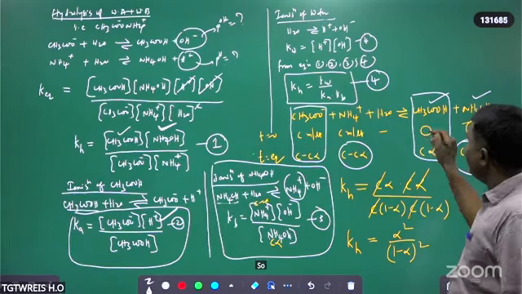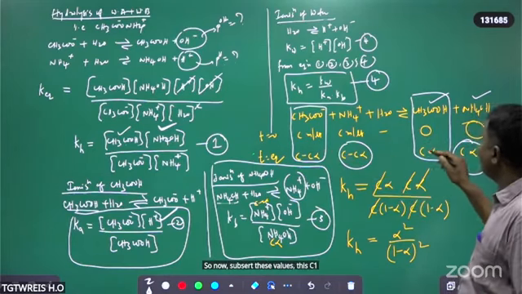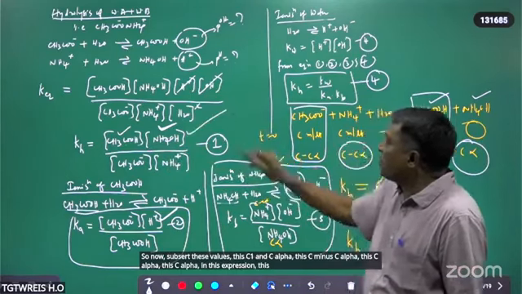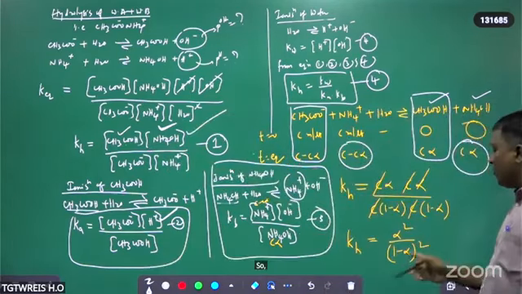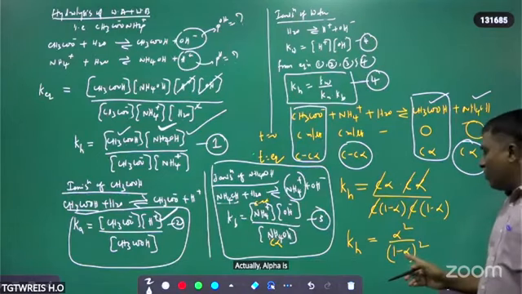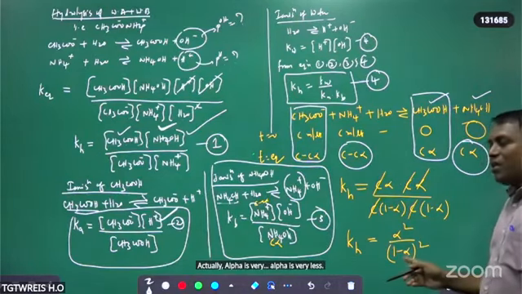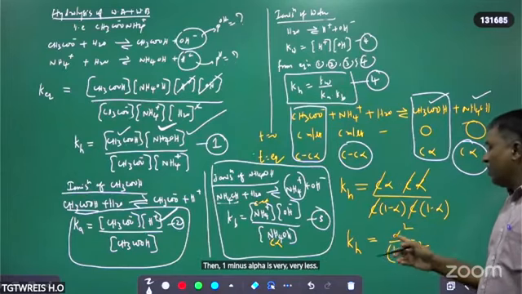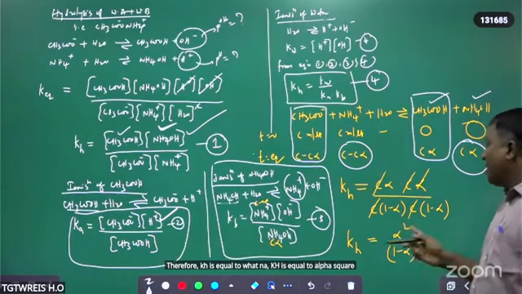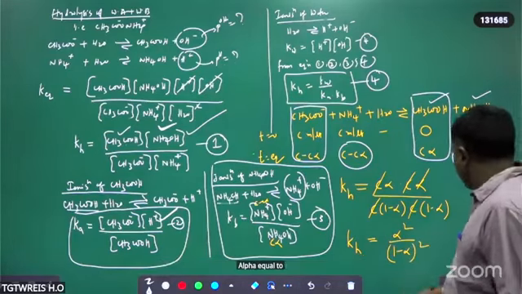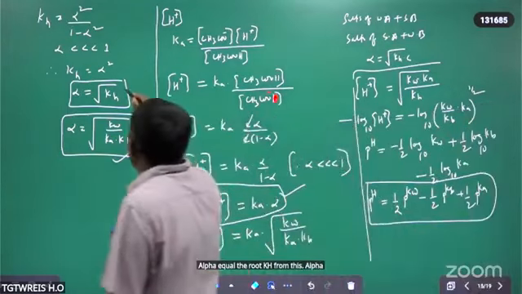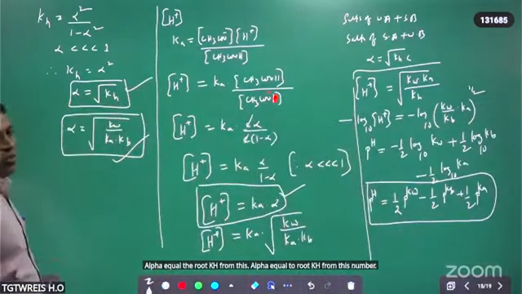So now substitute these values, C minus C alpha, C minus C alpha, C alpha, C alpha, in this expression. So Kh is equal to alpha square by 1 minus alpha whole square. Actually, alpha is very small, then 1 minus alpha is approximately 1. Therefore, Kh is equal to alpha square only. Alpha is equal to root Kh.